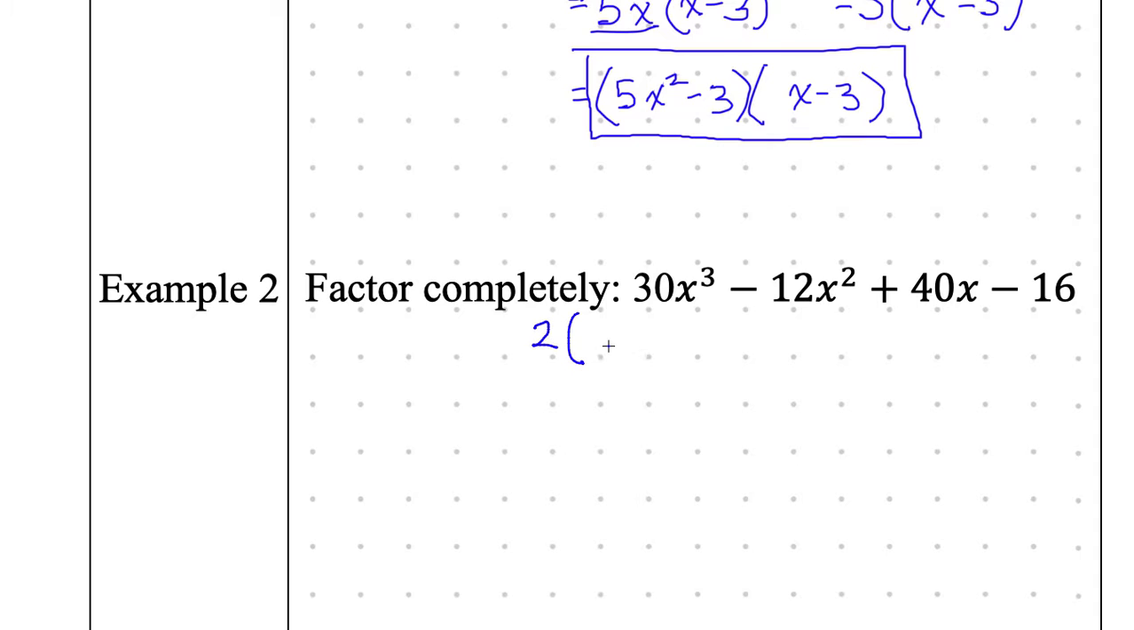So this is going to be equal to, I'll move over here, 2 times, and then when I divide everything by 2, this can be 15x to the power of 3 minus, this divided by 2 is 6x squared, divided by 2 is plus 20x, divided by 2 and minus 8. Alright, so I factored out the greatest common factor. Now I'm on to step 1, which I check off. I already have 4 terms. Good. Now I'm on to step 2.